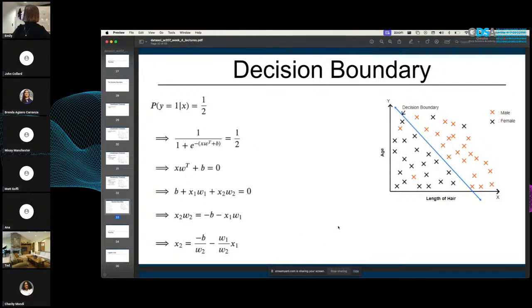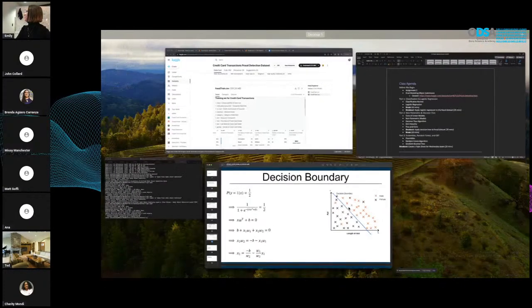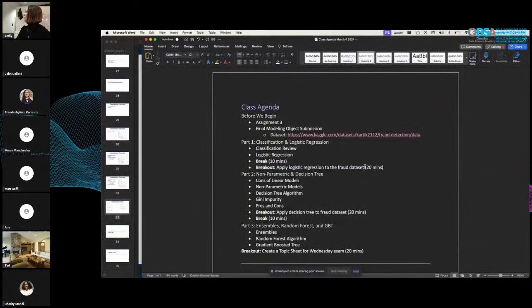We're at 7:03, but we got a little bit of a late start, so I think we can, you know what, let's jump to our breakout, because I promised you we would try to apply the logistic regression to the fraud data set. So this is the data set you're going to use to train a final model object. You could do that exactly with a logistic regression, and you could submit that, and that would be fine.